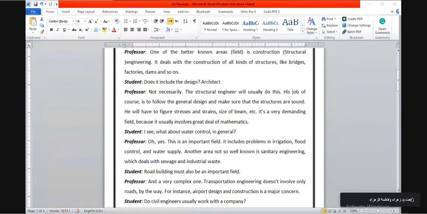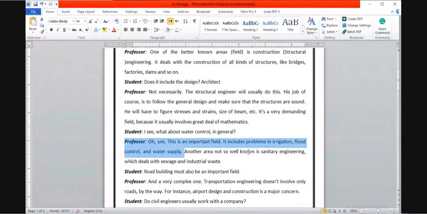Okay, we have Zahra Abdel Hadi Settar, sorry. Zahra, from which class are you? From class A. Okay, Zahra, could you please read what the professor says? Oh yes, this is important field. It's included a problem in irrigation, flood control, and water supply. Another area. That's fine, Zahra.